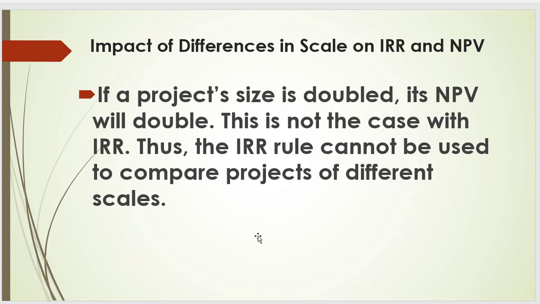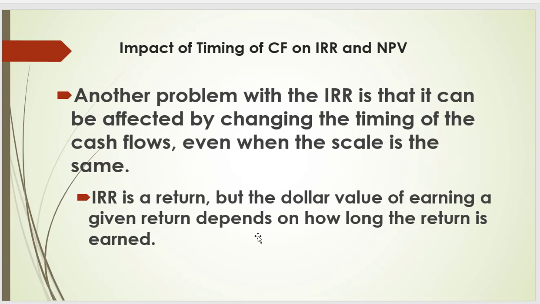Mathematically, if a project size is doubled, its net present value will double. Net present value is based on the absolute values of the dollars. However, the internal rate of return is not affected by the size of the project. Doubling the size of the project will do nothing to the internal rate of return. So when we're looking at two different projects, frequently it's difficult to make comparisons with the internal rate of return because of the size of the projects.